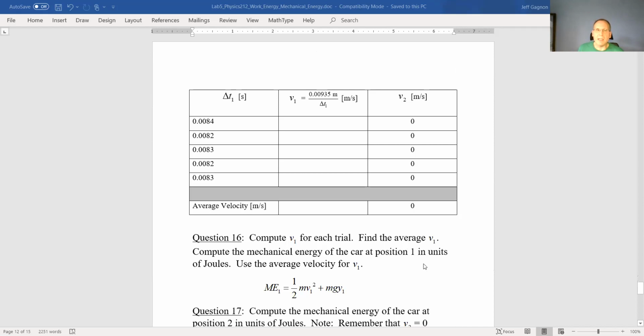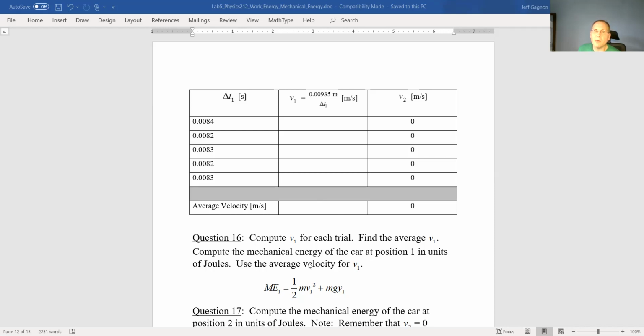Remember at the beginning, once it's launched from the spring, right when it passes through the initial photo gate, I want to know that initial velocity. So how do I find that? Well, it's going to be the flag length, the diameter of the metal post that's on the car, divided by this time. This was the time it took that metal post to pass through the photo gate. So first question, 16: compute that initial velocity for all 5 trials and find the average.